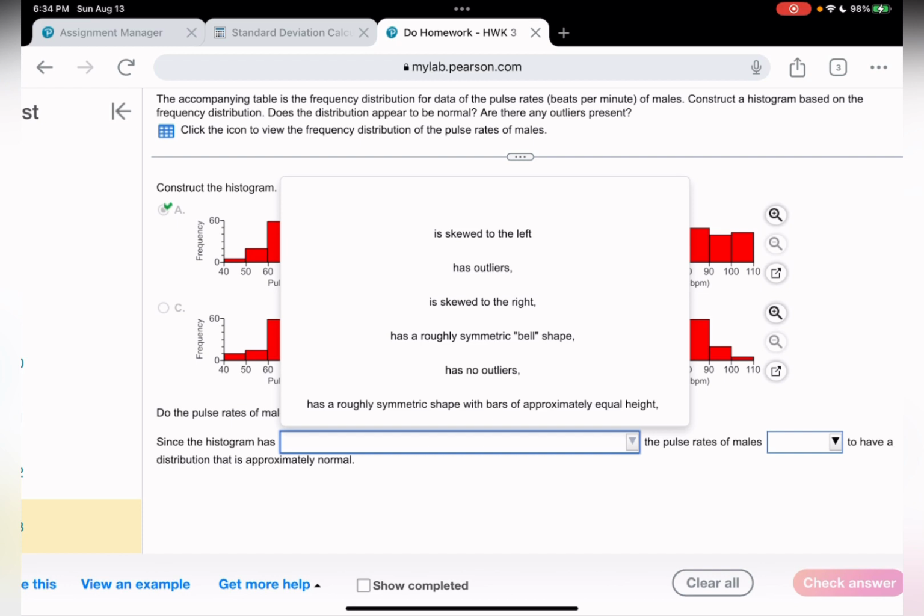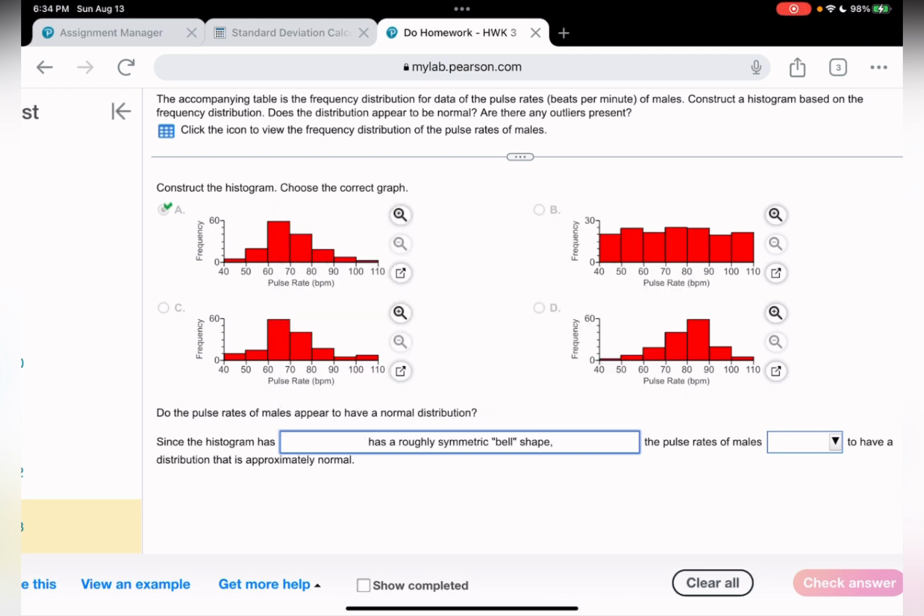Why don't we take the last one? Has a roughly symmetric shape with bars of approximately equal height. First of all, it's not equal height, and for the other one, we put bell-shaped. I like this better in double quotes because it's approximate. You have to kind of adjust to get a true bell shape.